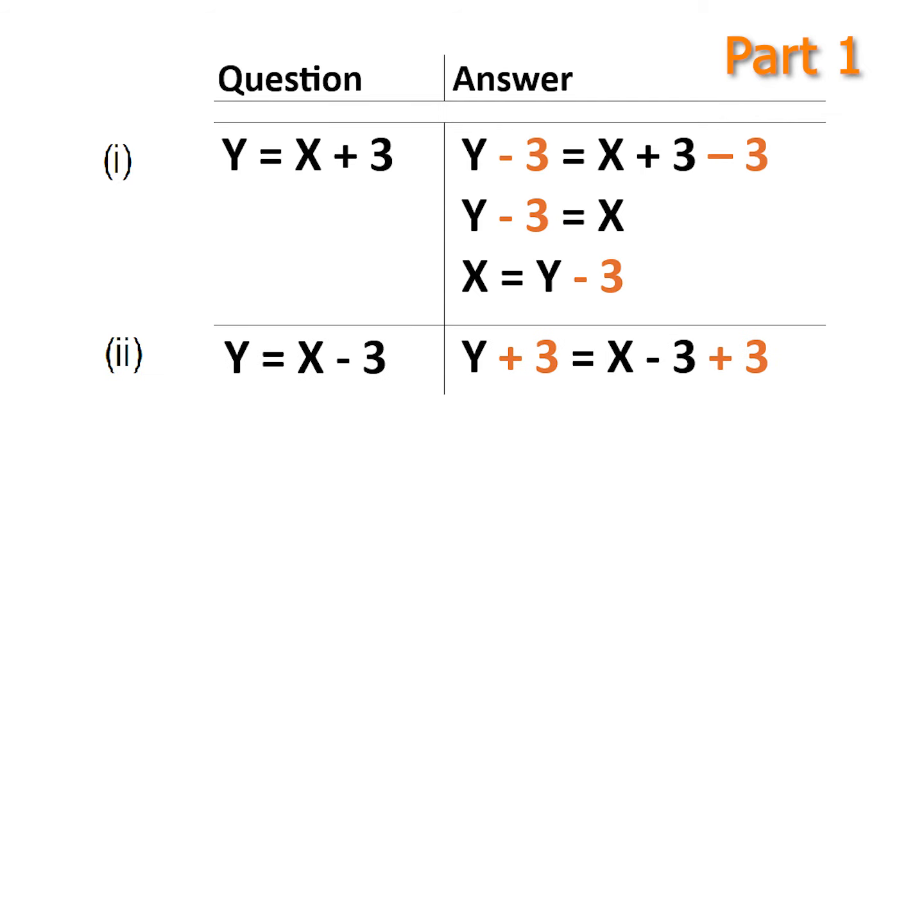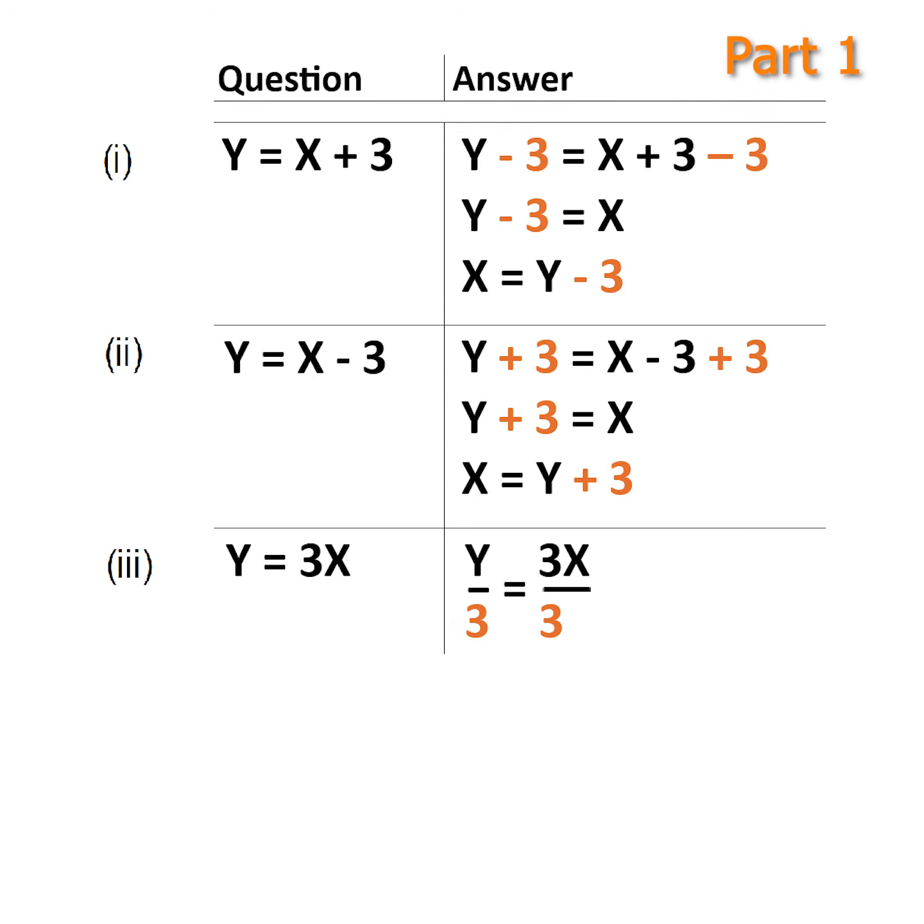Continuing with part 1, question 2, y equals x minus 3. To leave x on its own on one side of the equation, we need to remove minus 3 from the side of x. We can do that by adding 3 to both sides of the equation, leaving us with y plus 3 equals x, or x equals y plus 3.